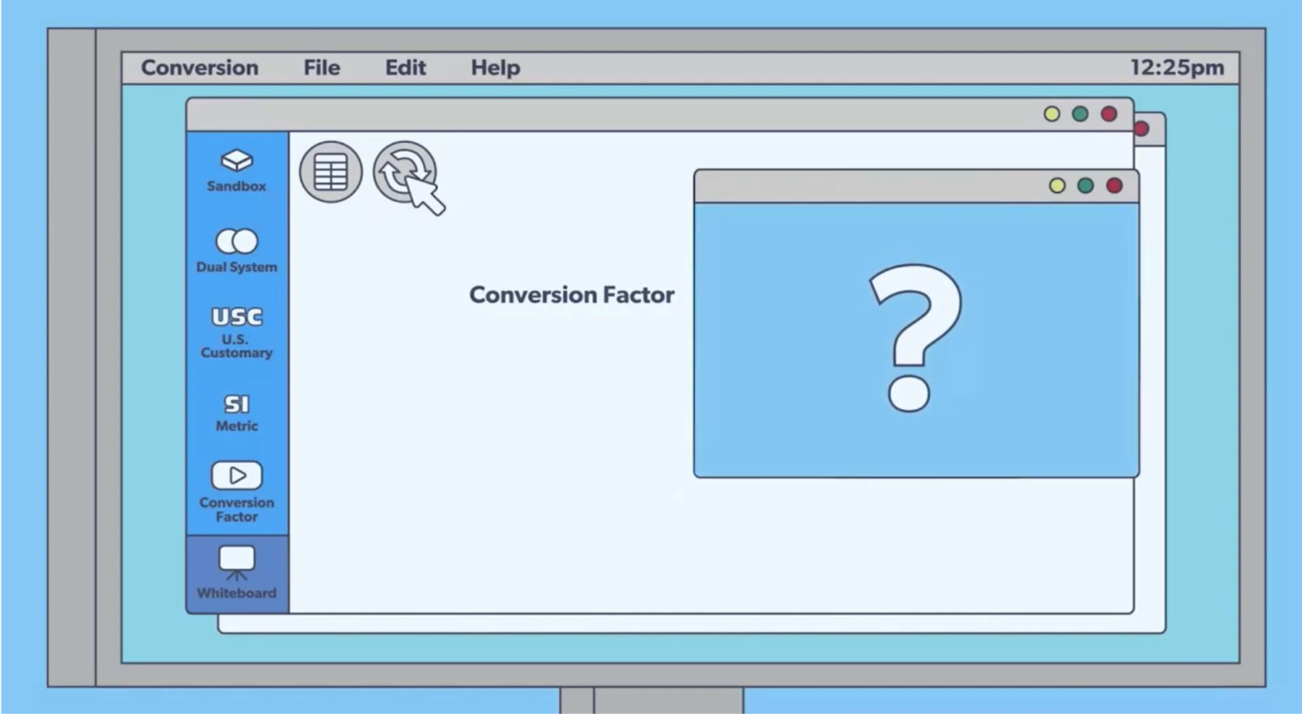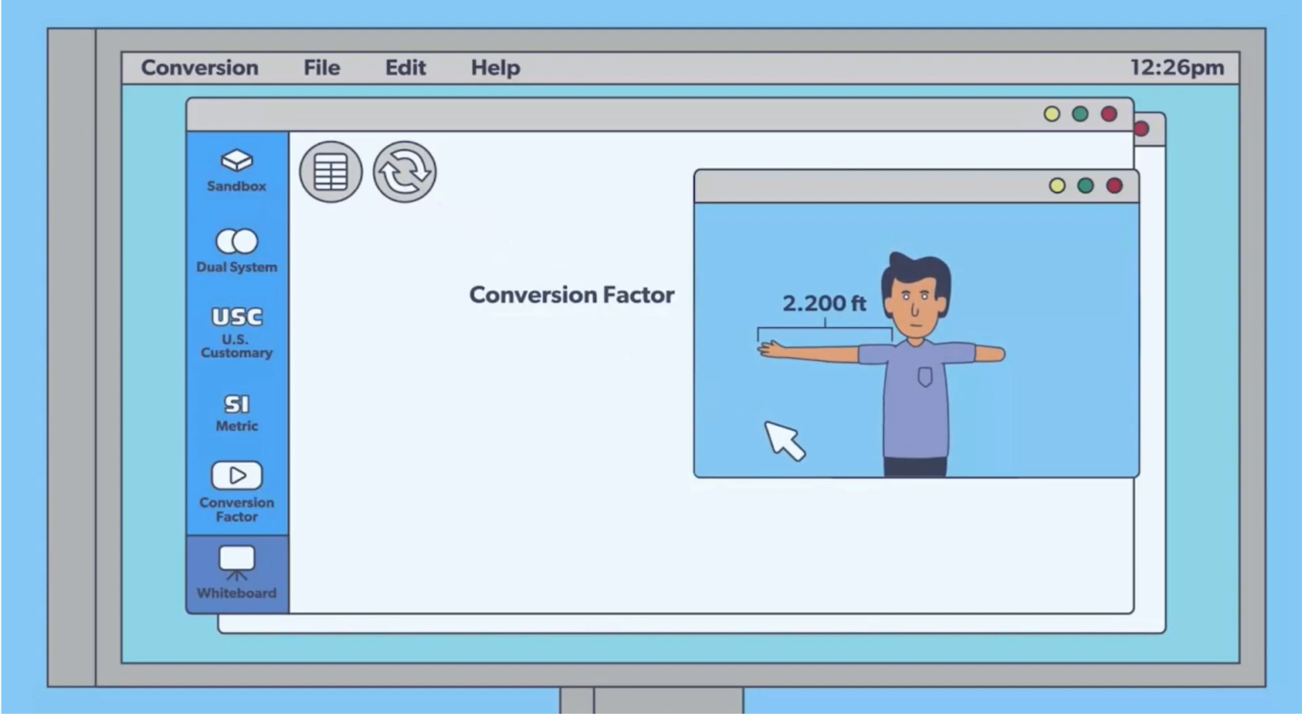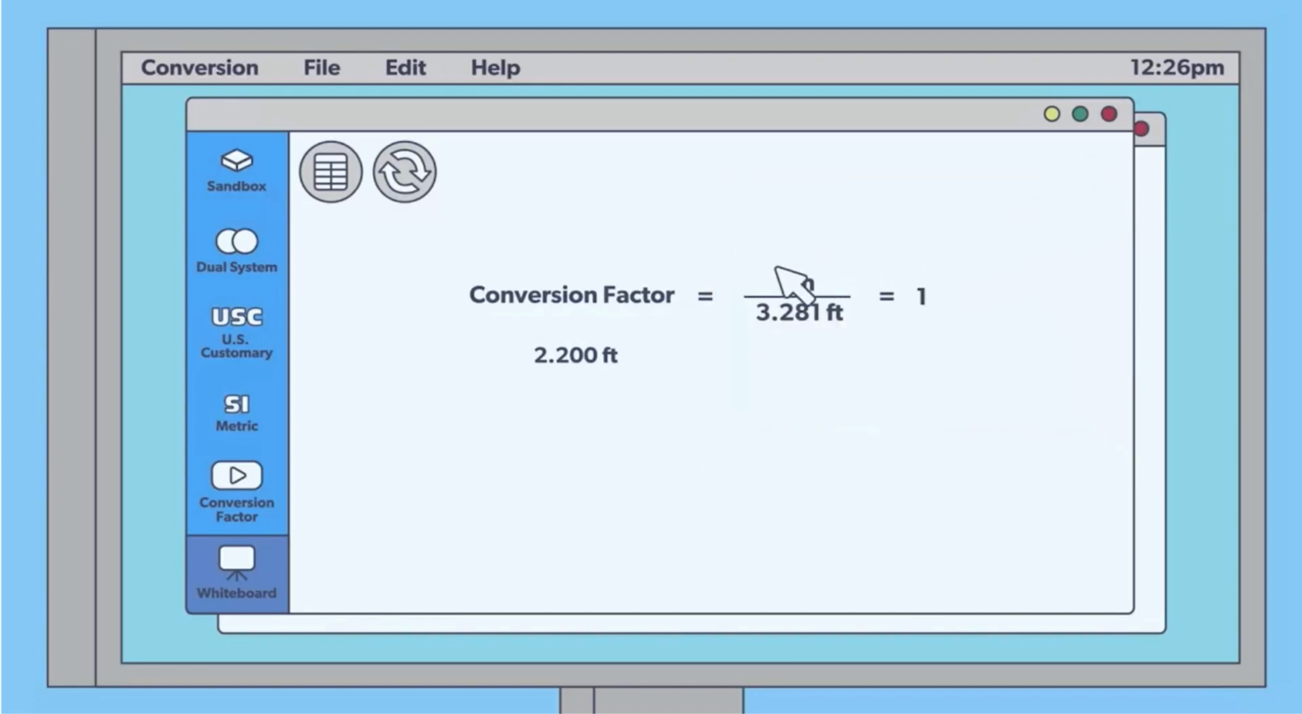So, how do we apply this conversion factor? Remember, we have measured the client's arm in feet, but need to convert this measurement to centimeters. The measurement of 2.200 feet can be converted to a metric length, namely meters, using the conversion factor 1 meter over, or divided by, 3.281 feet. Because this factor has a value of 1, multiplying 2.200 feet by this factor does not increase or decrease the value of the length. It only changes the unit of measure describing the length.